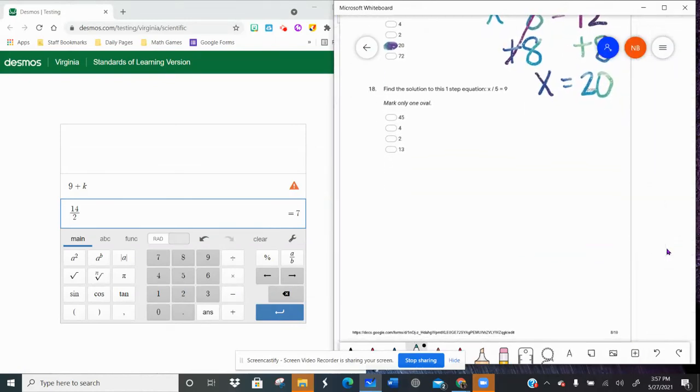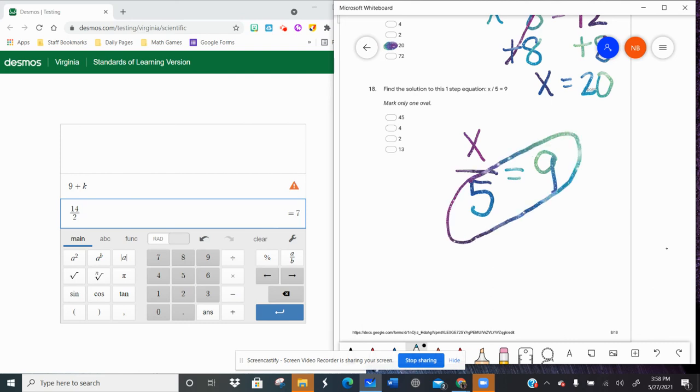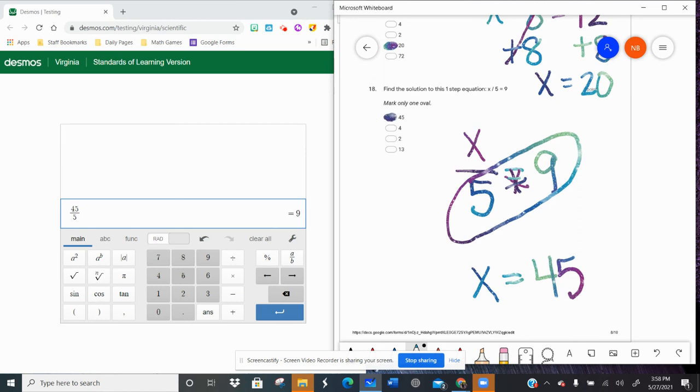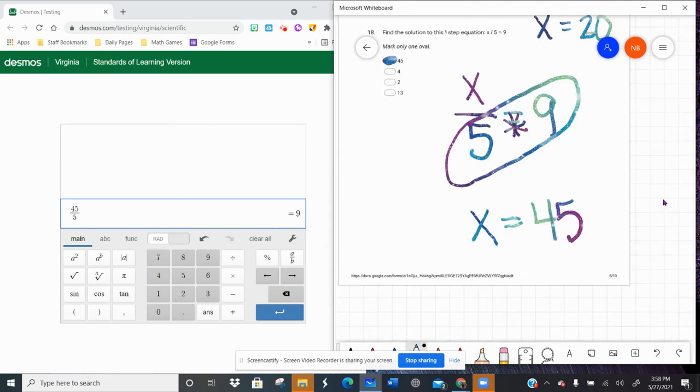It says find the answer to this one-step equation. So that's x over 5 equals 9. Remember, that fraction bar means division. So we have to figure out what number divided by 5 would give me 9. The opposite of division is multiply. So I'm just going to take these two numbers and multiply them together. X stays on this side. The 5 comes over times 9, which is 45. I could check in my calculator if I'm curious. 45 divided by 5 is 9, so that's the right answer. Super easy peasy, right? Lemon squeezy.